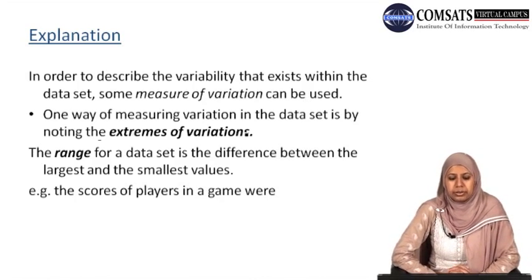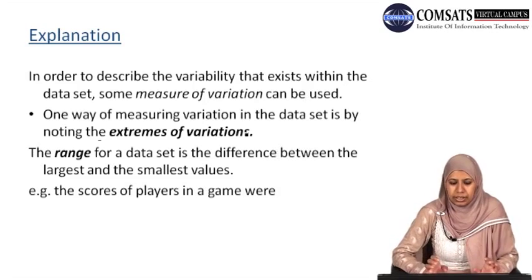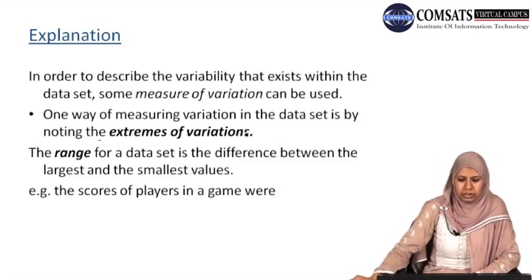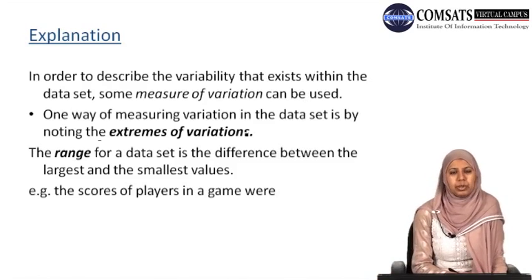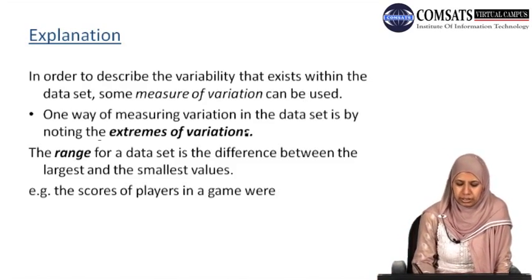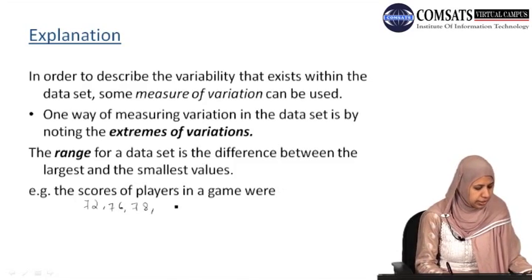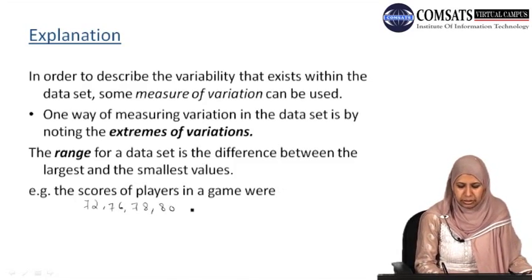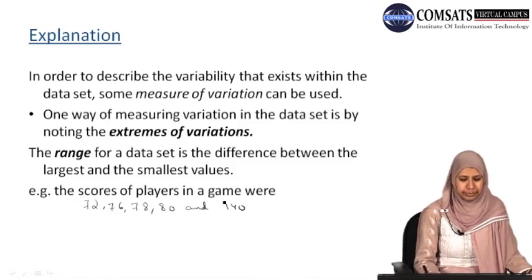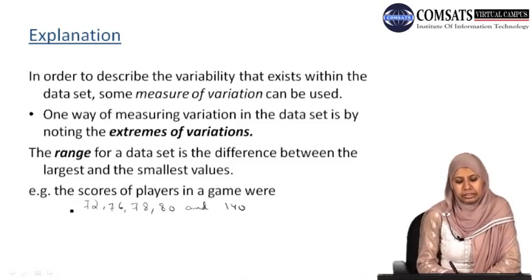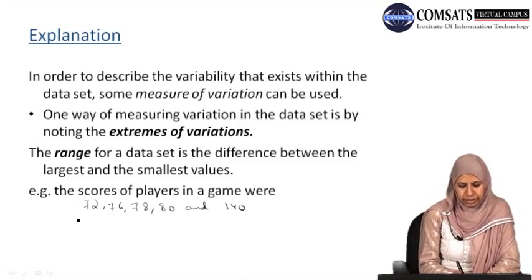One way of finding the variation between the points of a data set is nothing but noting the extremes of the variations. That is, the range for a data set is the difference between the largest and the smallest value. For example, if we consider the example of our last lecture, the scores of players in a game, they were defined as 72, 76, 78, 80 and 140.